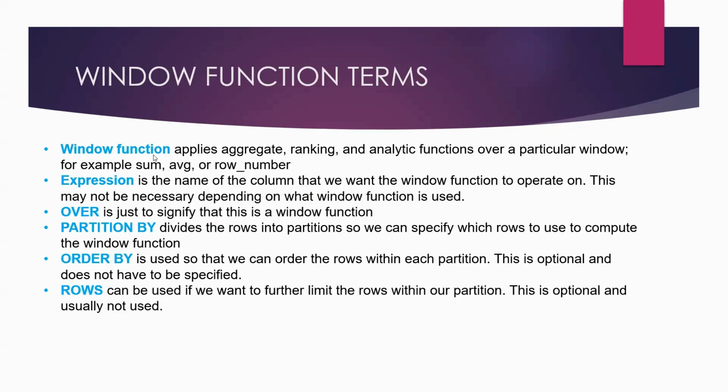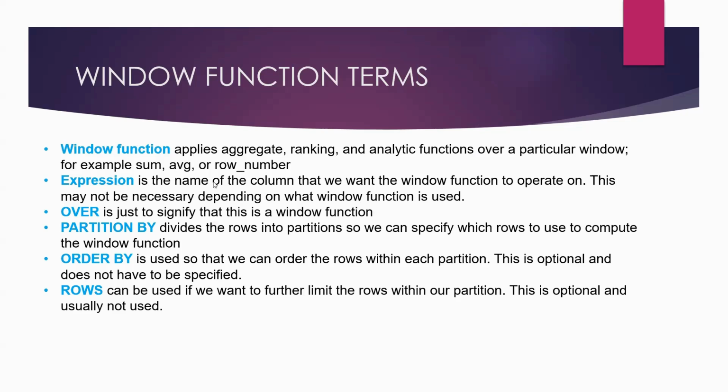Let's see what terms we are using. A window function applies aggregate, ranking, and analytic functions over a particular window, for example, sum, average, or row number. If we have an employee table and we want the maximum salary of the employees, and we want to rank each employee, then we use a window function with sum, average, or row number. That will give us the information using a window function.